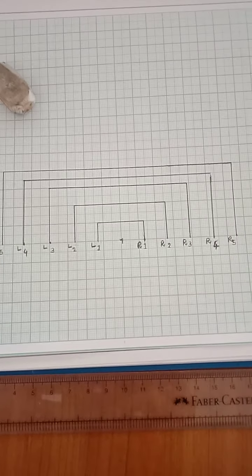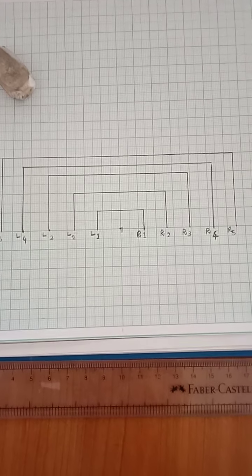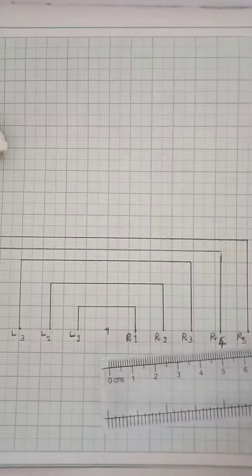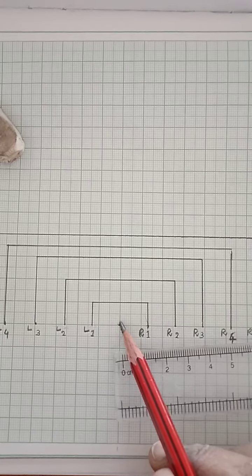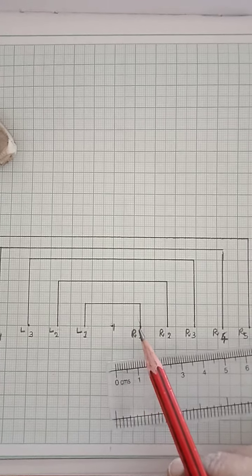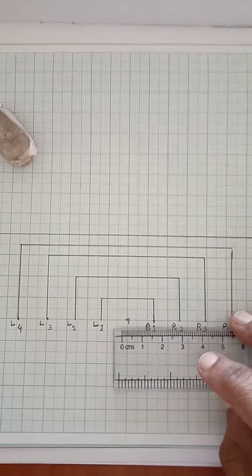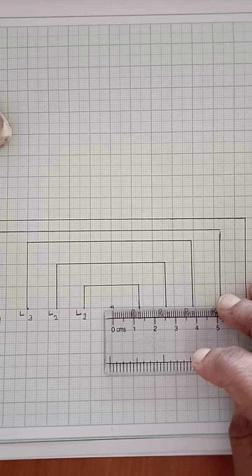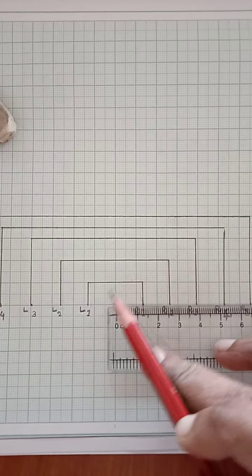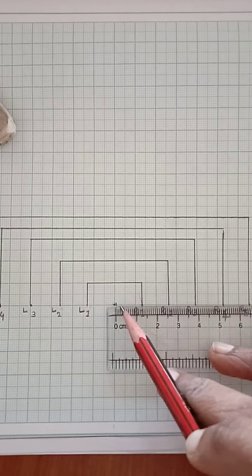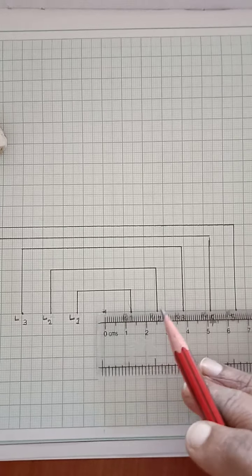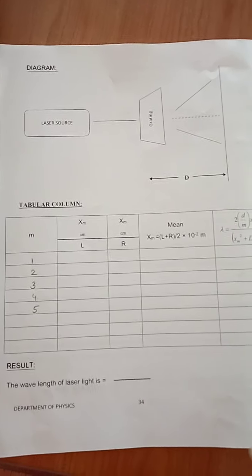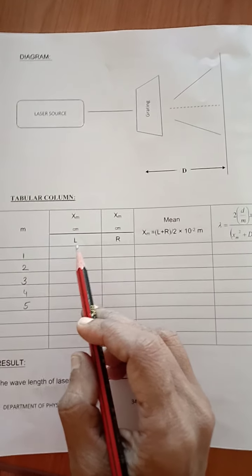Now we start the readings, and how to tabulate in the tabular column. Here we are going to measure the distance from the center spot towards the right side using a scale. Put the scale on the center point, the central bright fringe, and note down the reading. The reading from the center spot to this is 1.3. Now this reading 1.3 has to be tabulated in the tabular column. This is the tabular column for the laser spots.